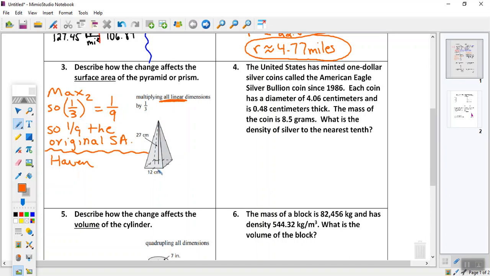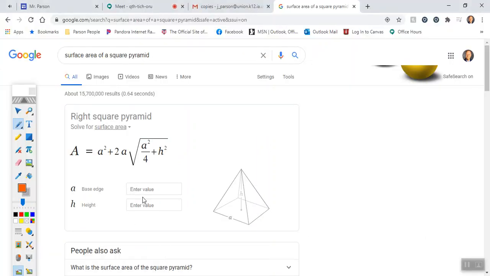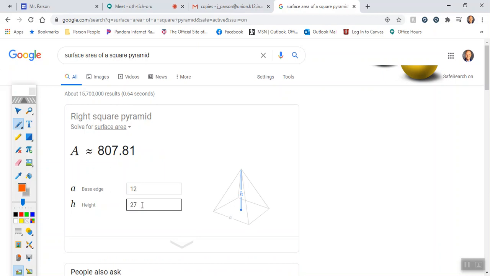And then the base length down here is, okay, so let's look at it this way. Let's say that I didn't get that concept right away. What I could do is be like, well, I know that the base edge down here was how many units? Was it 12? And what was that interior height again, kids? 27, okay? Somebody remember that number right there. The original surface area on the outside is 807.81 units, okay?